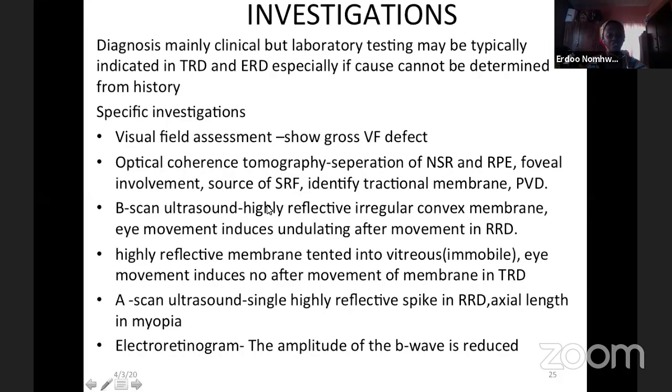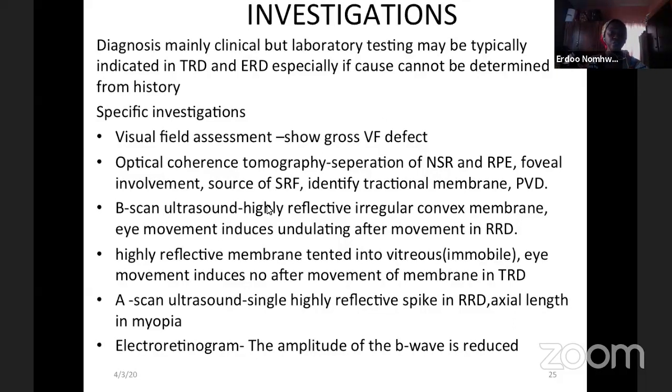And the investigations, he said that the diagnosis of retinal detachment is mainly clinical, but lab testing may be indicated in tractional or exudative retinal detachment, especially if the cause cannot be determined from the history. So there are specific investigations I could do.